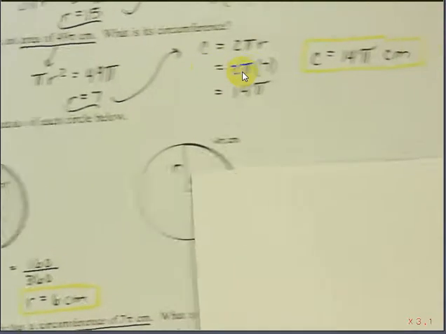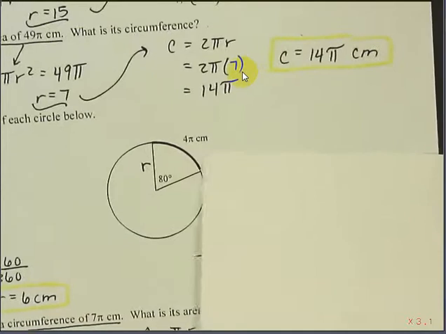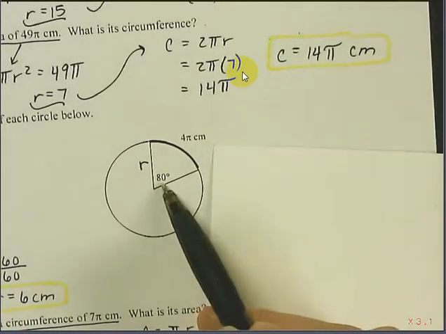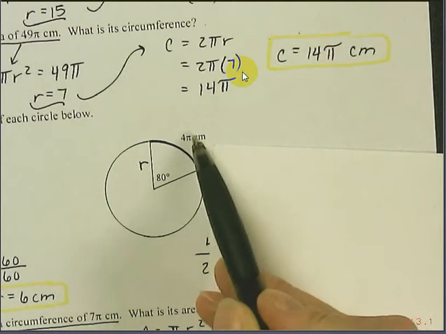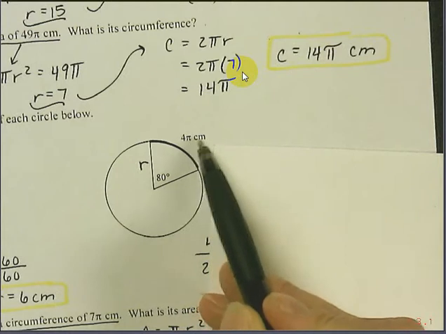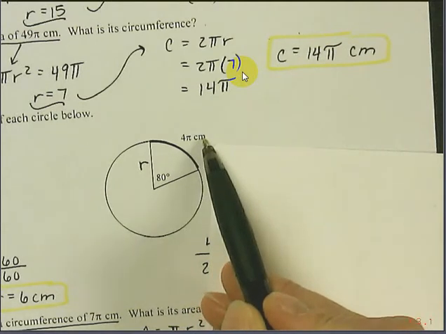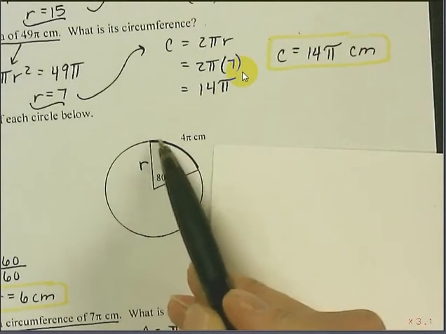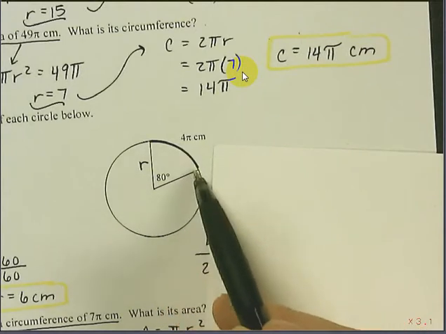Okay, the second circle. We have the radius is unknown, central angle is given to be 80. Notice I have labeled outside the circle 4 pi centimeters. Since this is linear units and it's bolded here, this is telling me it's the arc length. The portion of the circumference here is 4 pi. So that means I'm going to be using the arc length formula.